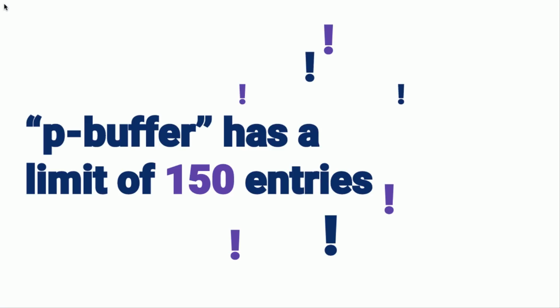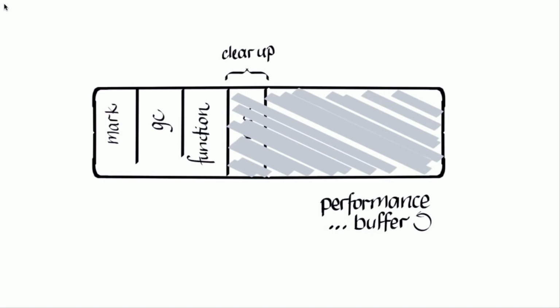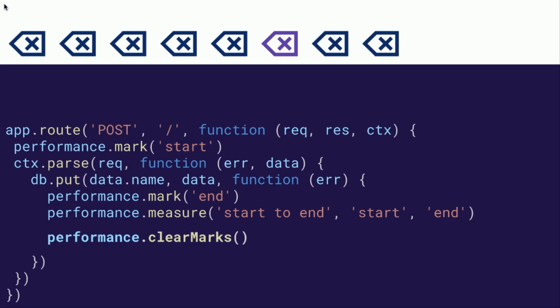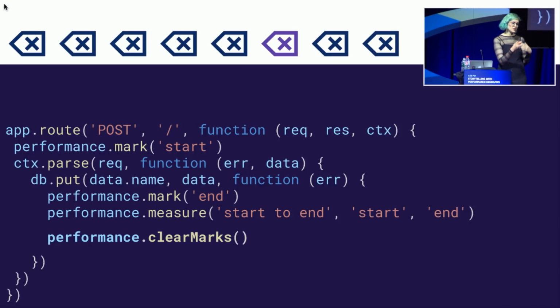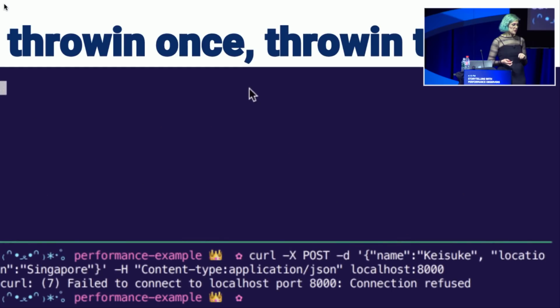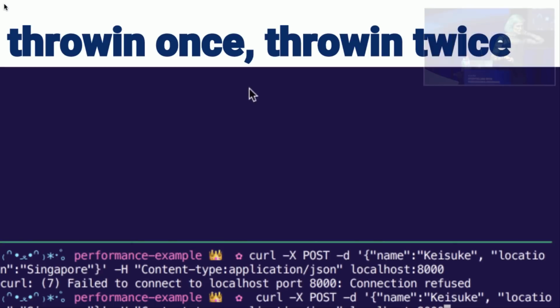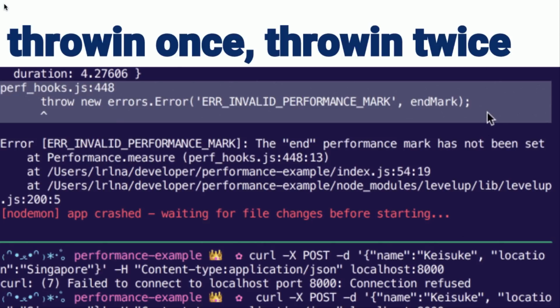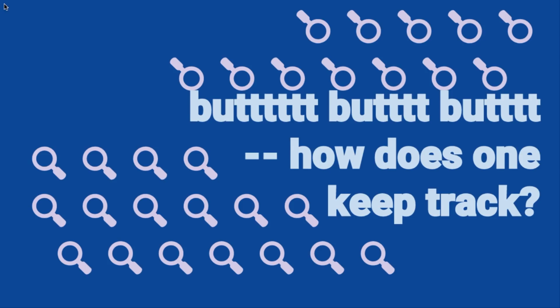Cool, but like I said previously, this buffer only has 150 entries, so we've got to be able to clear it as we go. You clear that out by just calling clear. To give you an example of what it looks like, clear marks, clear measures and clear functions are the ones present in Node. So if we were to clear it and then call measure again, we'll basically throw an error. Cool. So you clear the buffer there.